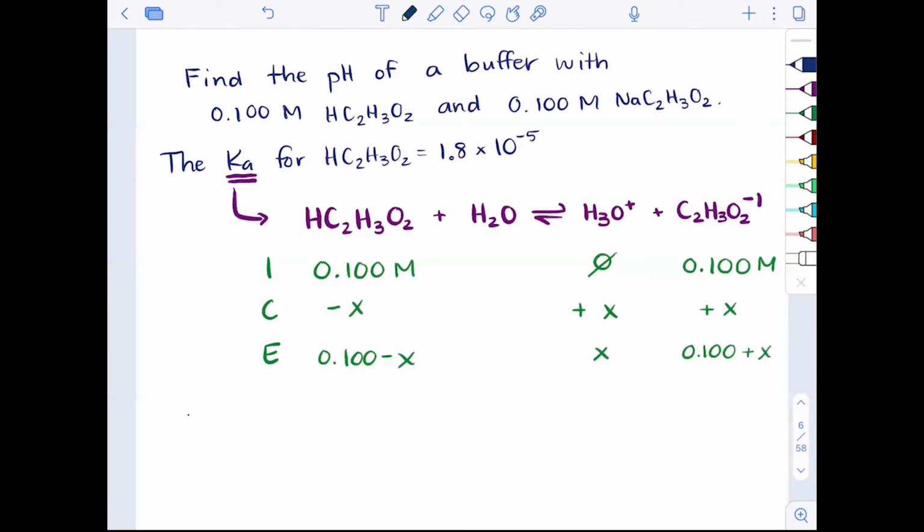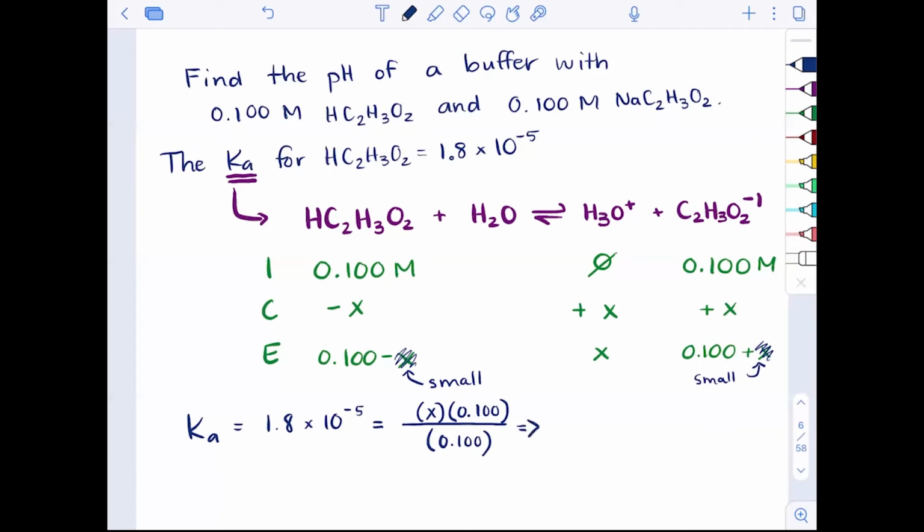By looking at the Ka, 1.8 times 10 to the negative 5, we see that X should be small. We now have 2 X's that are tied to initial concentrations, and so we can cancel out both of those X's. Setting up our ice table, hydronium is X, acetate is 0.1, and acetic acid is 0.1.